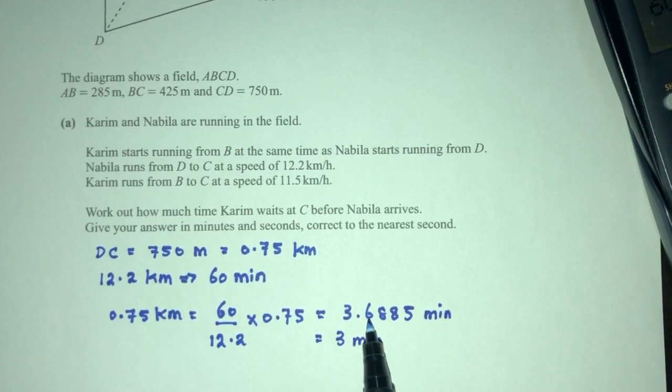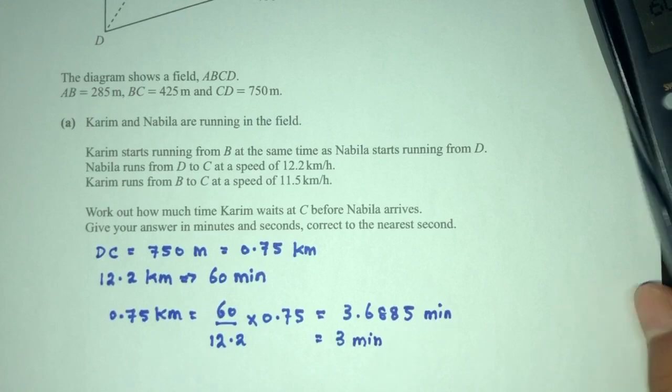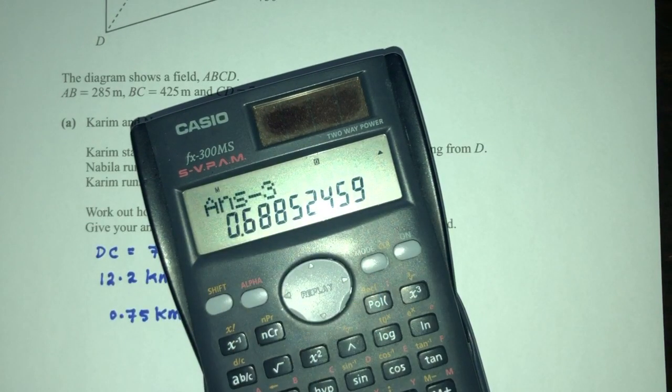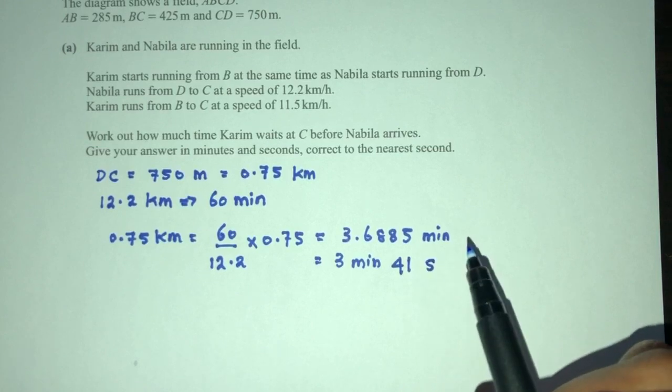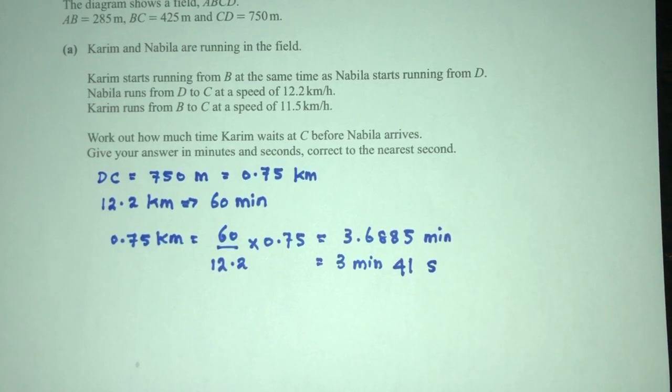And what is 0.6885 minutes? You can say, okay, minus 3 here, we have this. Convert to seconds, we times 60. That will be 41.3 seconds, so 41 seconds. So that will be the time taken by Nabila.